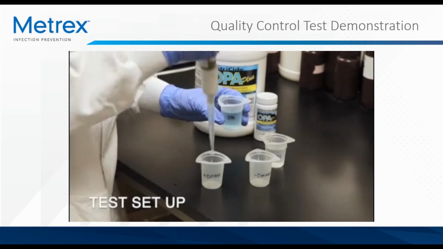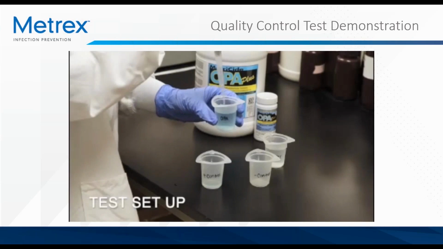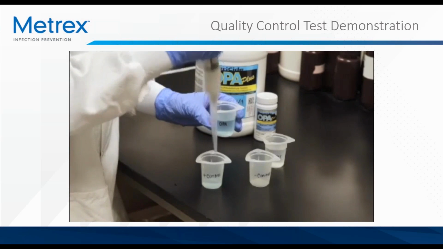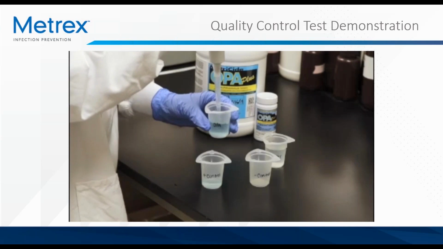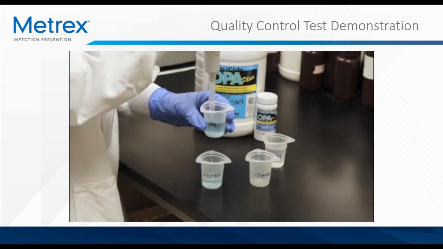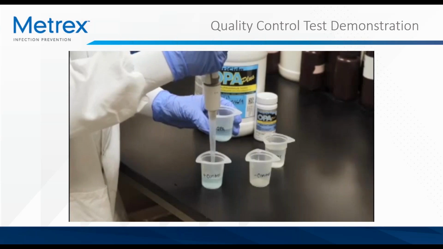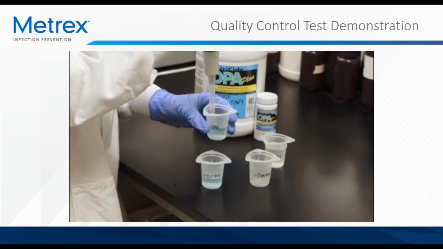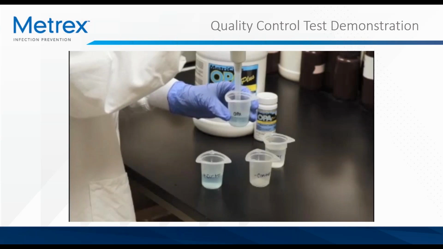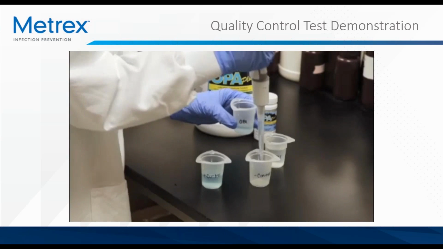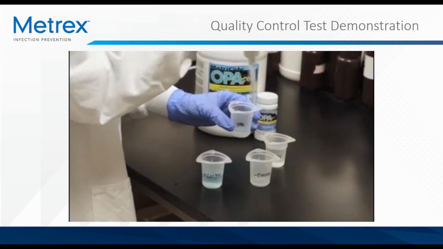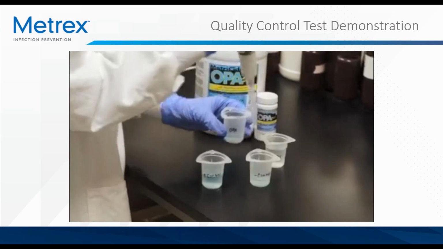Begin by preparing the control solutions. Use a pipette or graduated syringe for accurate dilution of the negative control in particular. The positive control will require 25 milliliters of undiluted MetriCide OPA Plus solution. The negative control will require 10 milliliters of undiluted MetriCide OPA Plus solution and 15 milliliters of water. And be sure to mix the negative control thoroughly.